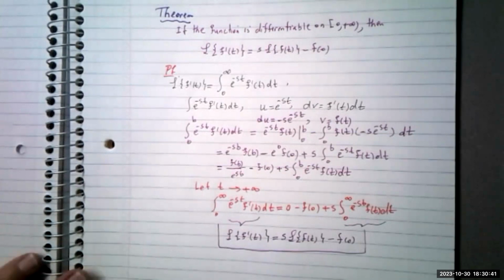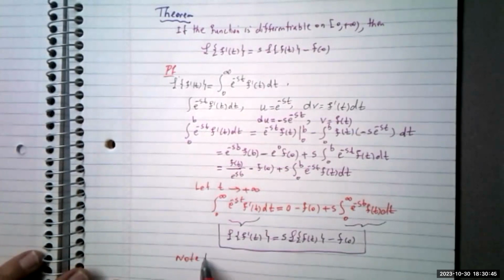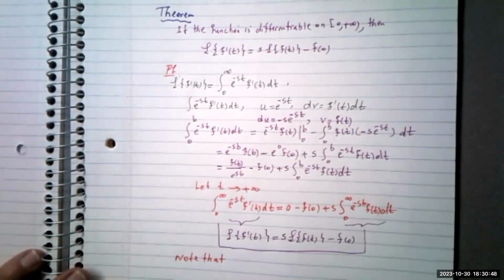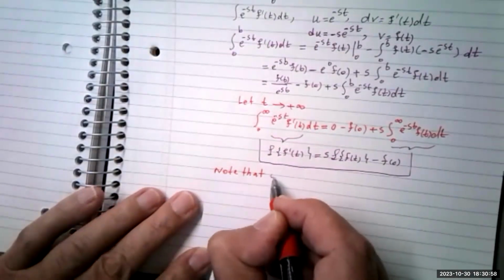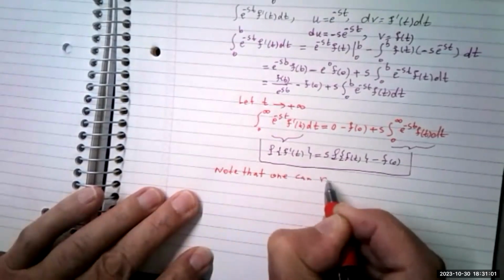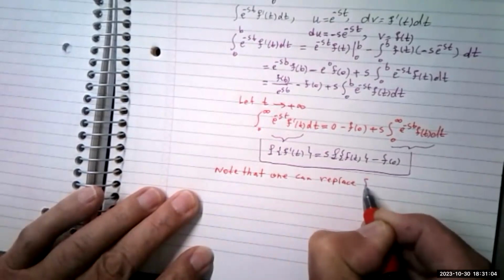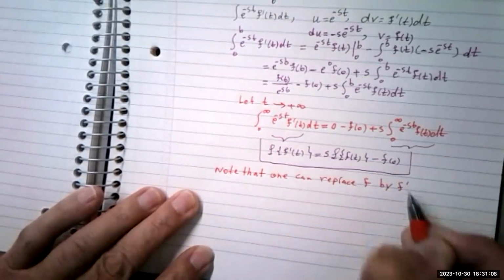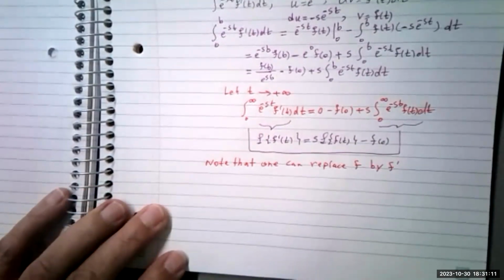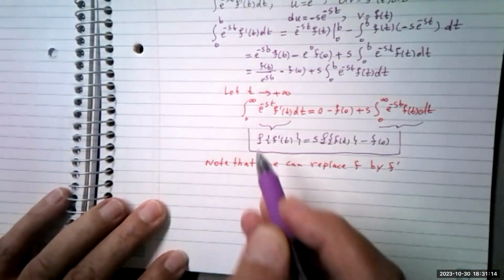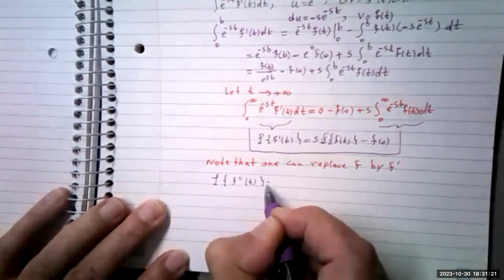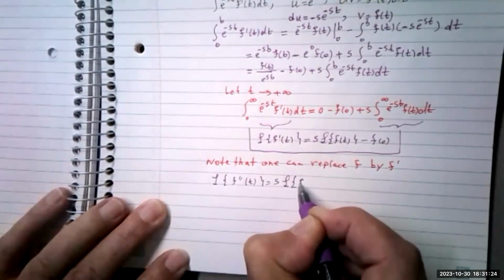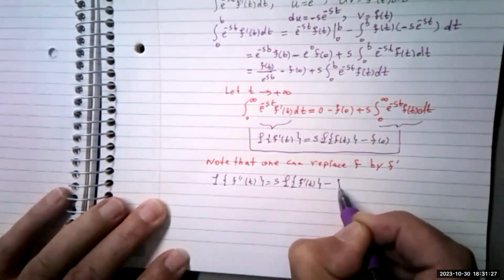Now, if your function is differentiable, we can replace f by f prime. So note that you can extend this formula. If you replace f by f prime, then the Laplace of f double prime of t is equal to s times the Laplace of f prime of t minus f prime of 0.